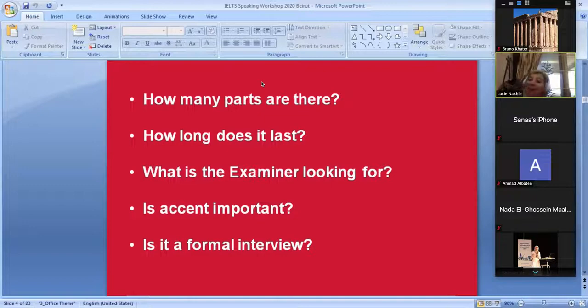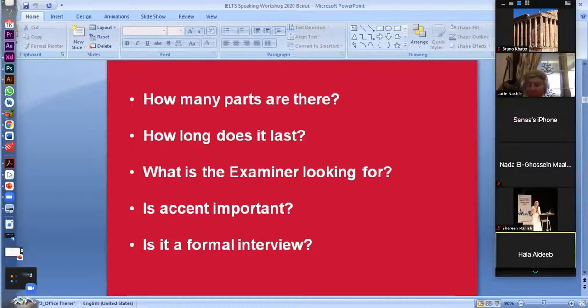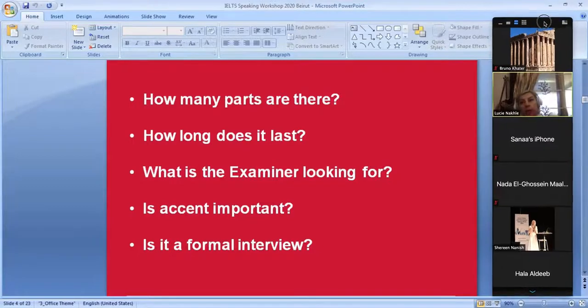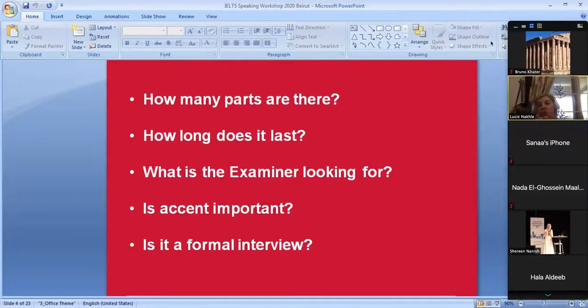Okay? Is accent important, do you think? No, I don't think so. Not at all. Okay? Of course, if you happen to have a British accent or an Australian or a Scottish or an Irish, it doesn't matter, as long as the examiner on the other side is able to comprehend what you're saying. Which means that you don't have to come up with an artificial accent unless you have it by default.